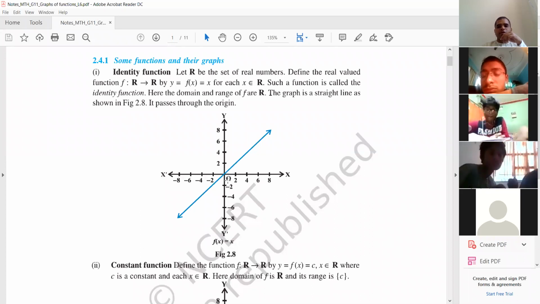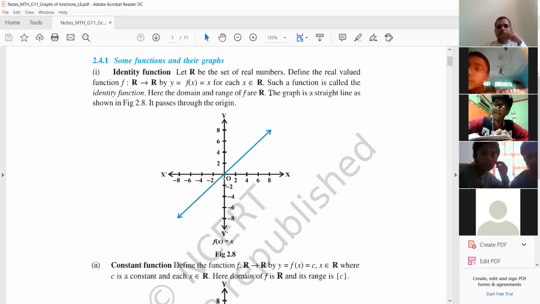At x is equal to 0, the value of the function will be 0. So you see this graph is passing through 0, 0. This is also passing through 4, 4. This is also passing through 6, 6. So in this way, the graph is plotted.